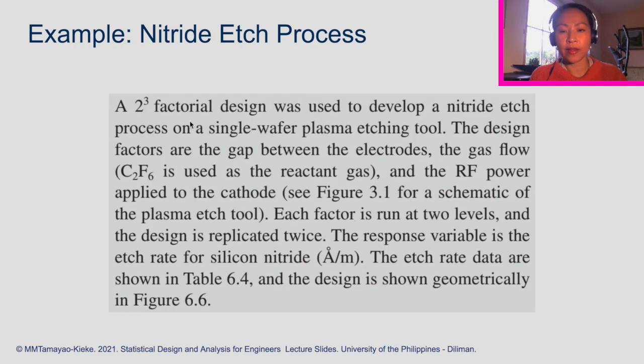Okay, now let's apply the model to a particular example. This is a nitride etch process example. So this is the given. A 2 to the 3 factorial design was used to develop a nitride etch process on a single wafer plasma etching tool. The design factors are the gap between the electrodes, the gas flow, okay, C2F6 is used as the reactant gas, and the RF power applied to the cathode. Each factor is run at 2 levels, and the design is replicated twice. The response variable is the etch rate for silicon nitride in angstroms per minute. And the etch rate data are shown in the following table, and the design is shown geometrically in the succeeding figure.